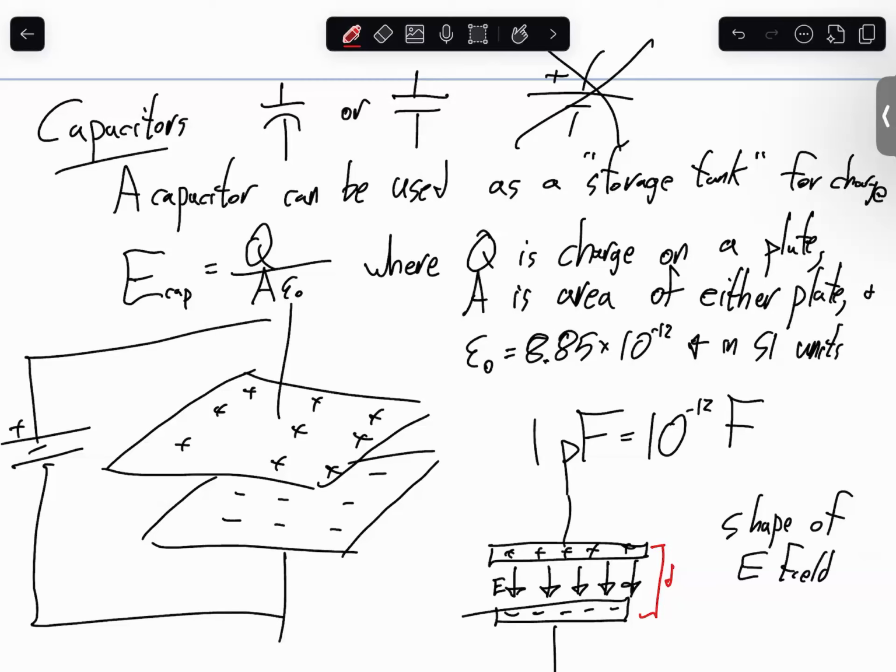Positive to negative. Electric field points from positive to negative. Why does it point from positive to negative? Electric field is force on a test charge, force divided by test charge. If I've got a positive test charge, does a positive charge want to go from positive to negative or negative to positive? Opposites attract. Positive charge would want to go to the negative plate. Electric field points towards the negative plate. Does that make sense? Why?